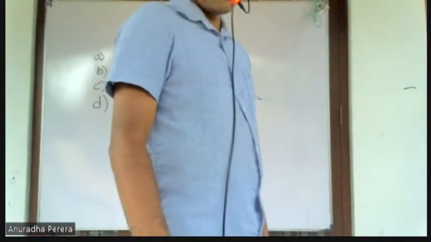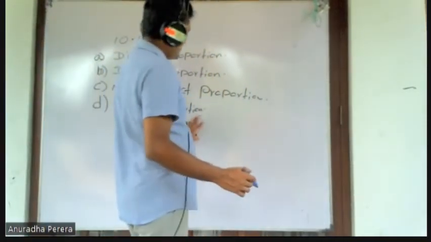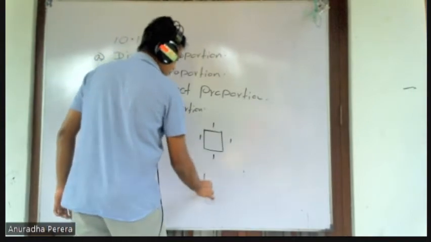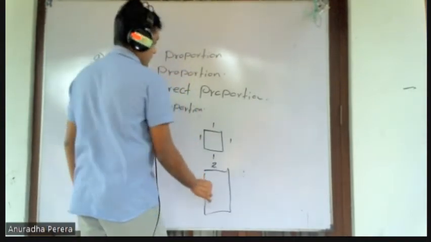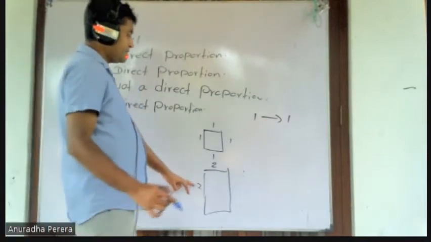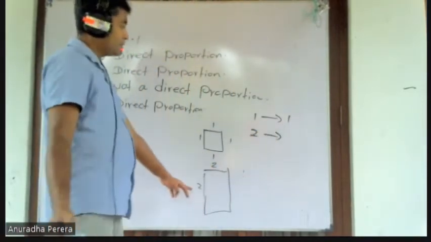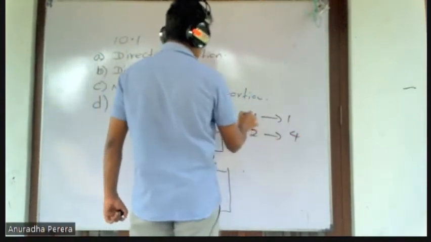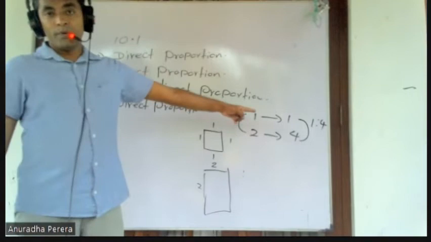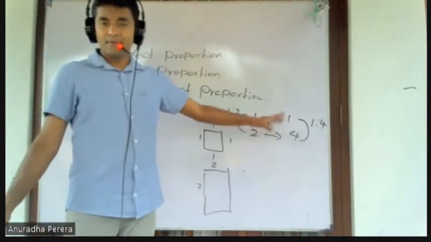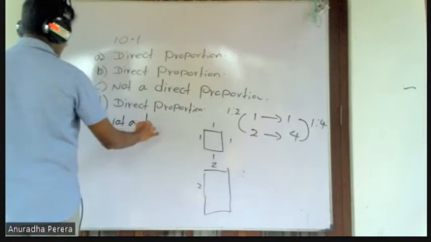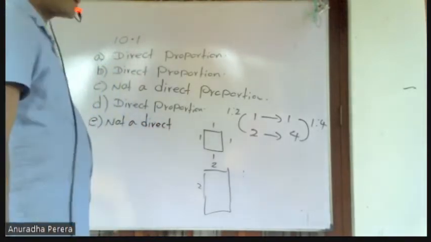E. The length of a side of a square and its area. Area එකයි square එකේ length එකයි. අරකම් ගමු. Length is 1. If you consider length as 2, how can you find the area? 1 into 1, 1. When this one is 2, what is the area? 4. The ratio is 1 is to 2. The ratio between these two, 1 to 4. Is it a direct proportion? Not direct. Not a direct proportion.